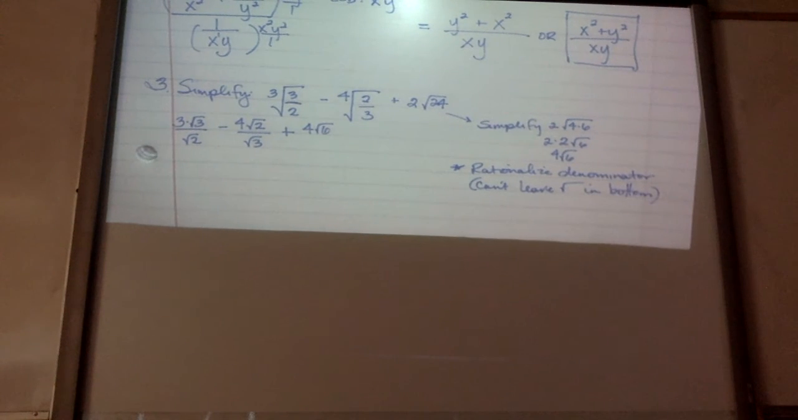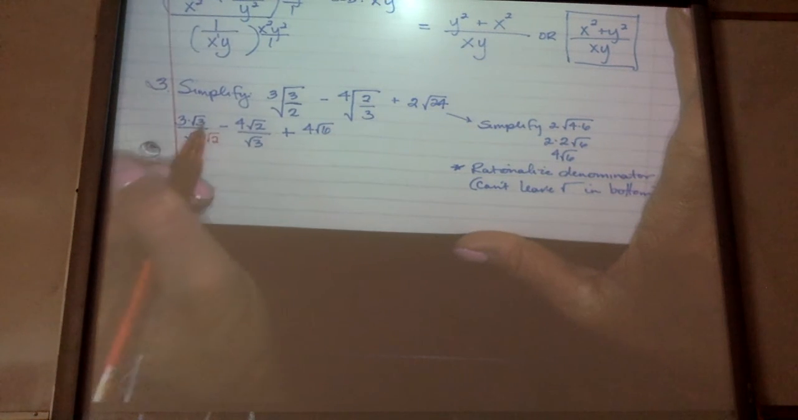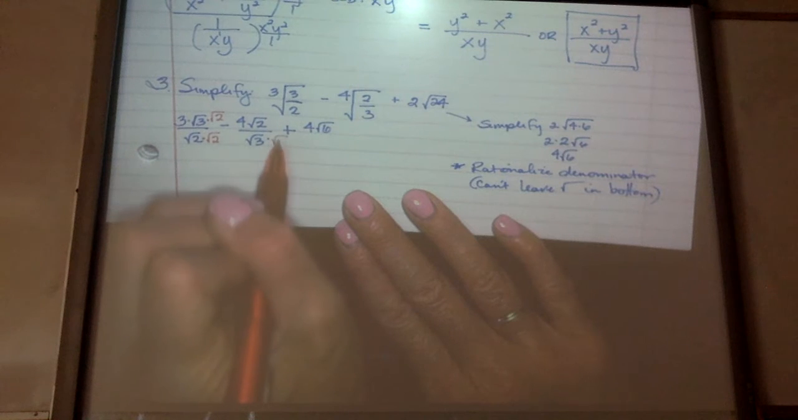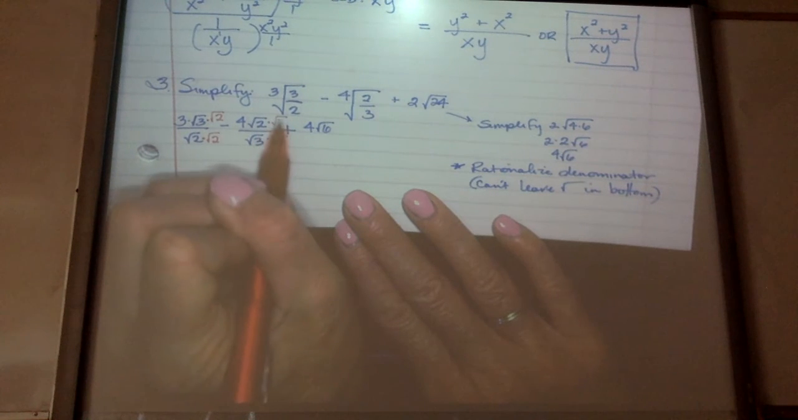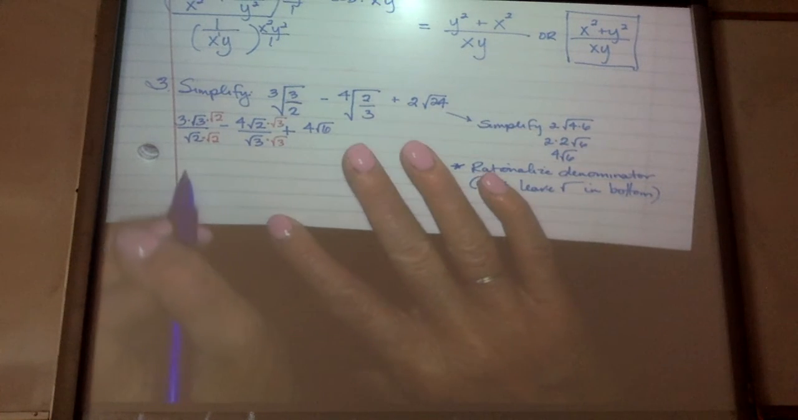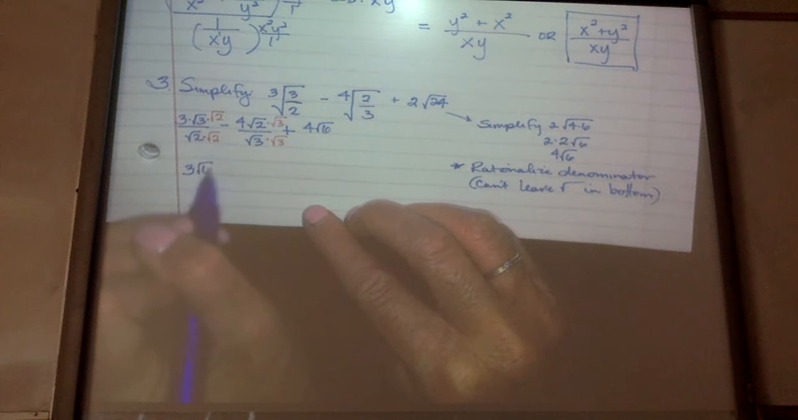And in order to get them out of the bottom, I have to multiply top and bottom by what's in the bottom. So to rationalize this, I would multiply top and bottom by the square root of 2. And to rationalize this, I would multiply top and bottom by the square root of 3. And I'm going to rewrite this. So on the top, square root of 3 times the square root of 2 is the square root of 6.